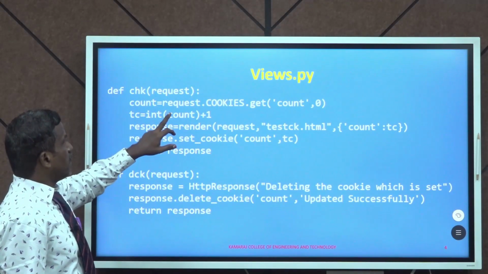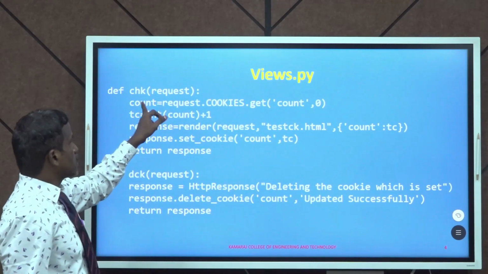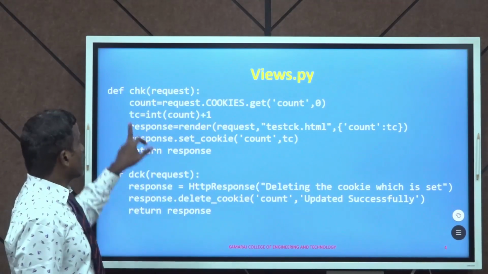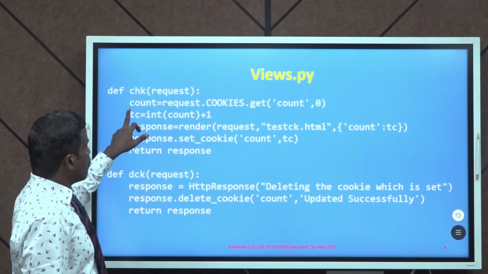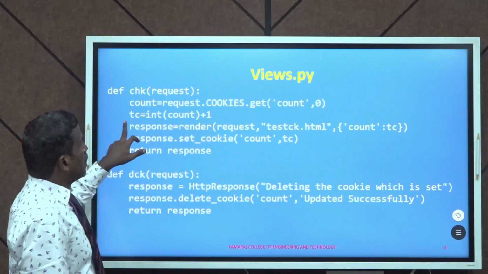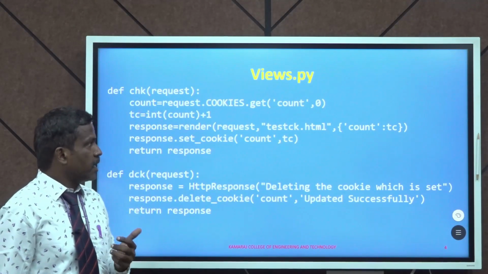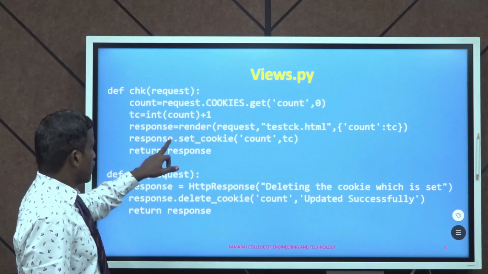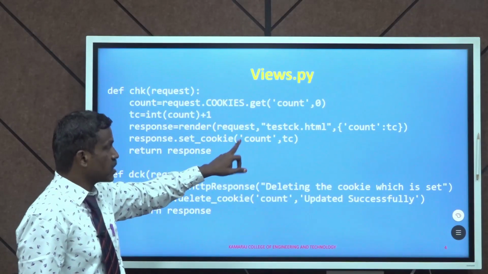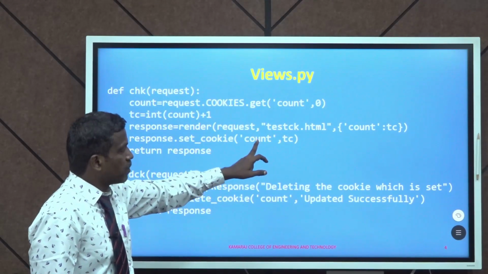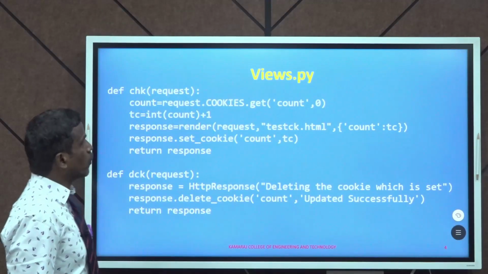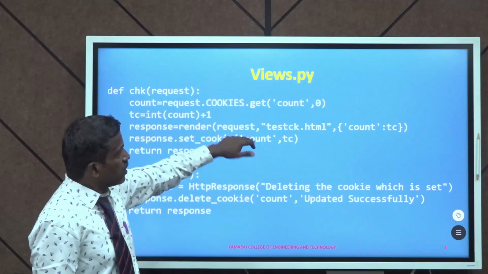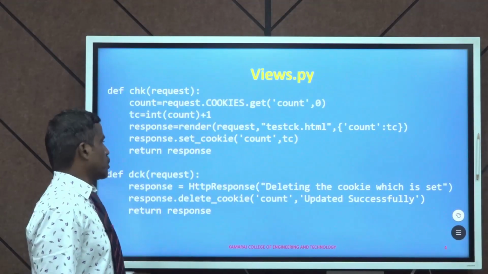Once the count value is initialized, after that it has to be incremented by 1. So we are increasing the count by 1, then the corresponding content has to be updated in the cookies, which is done here. Response.set_cookie takes the count parameter and the corresponding value. Before that, the content may be rendered to the application.